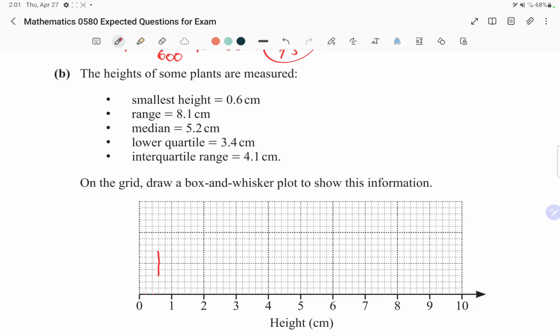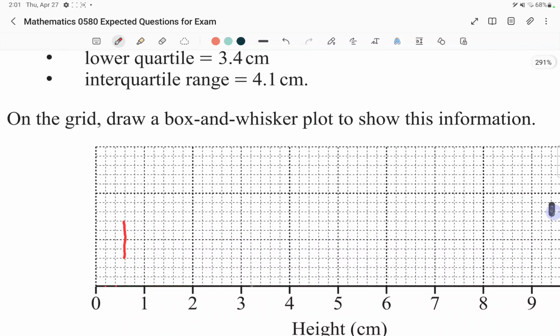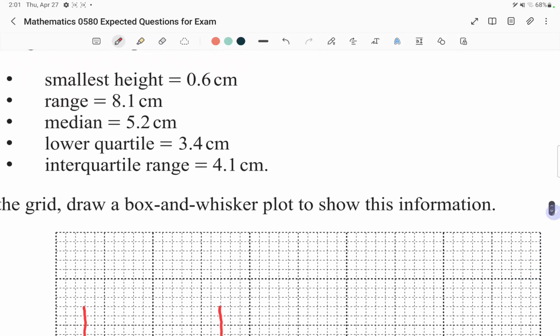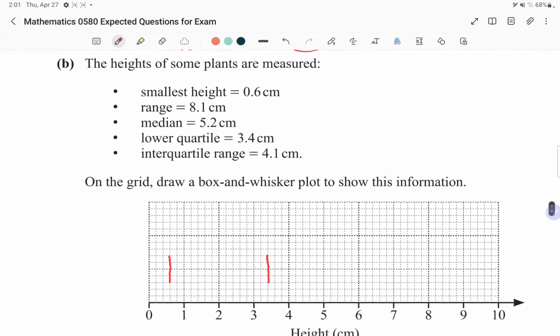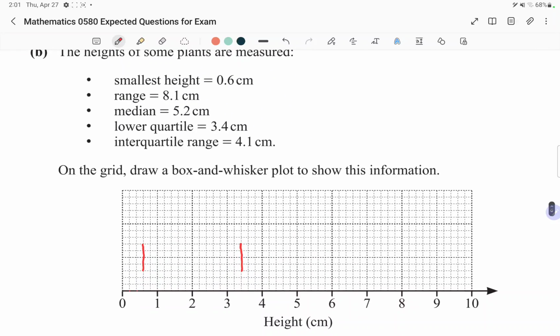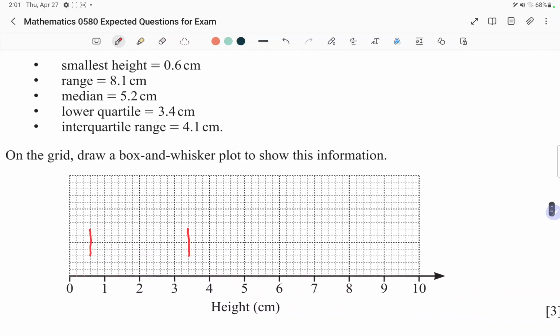Now we are coming to the lower quartile, that's 3.4. 2, 4, 3.4 can be here. Now we're coming to the median, that's 5.2.